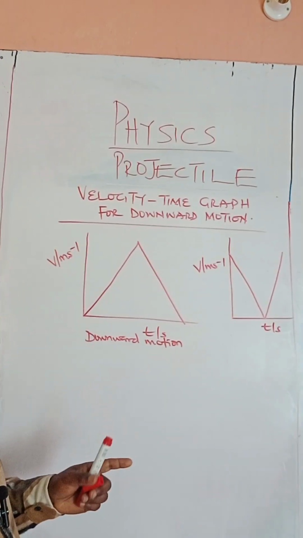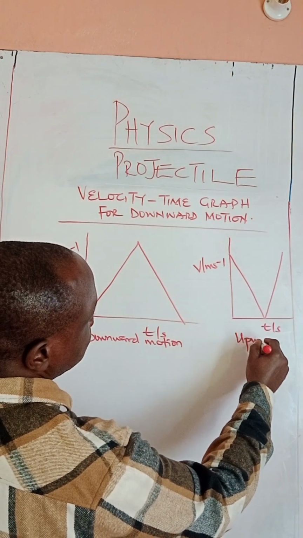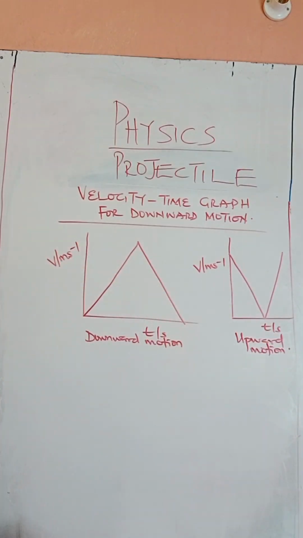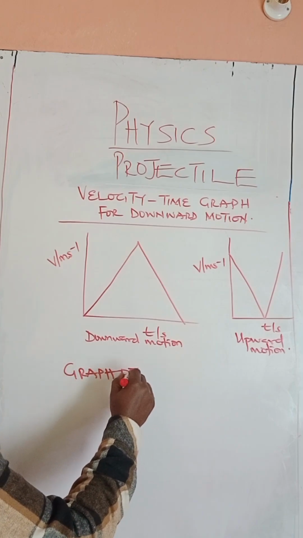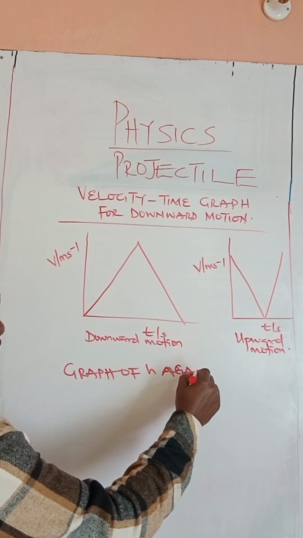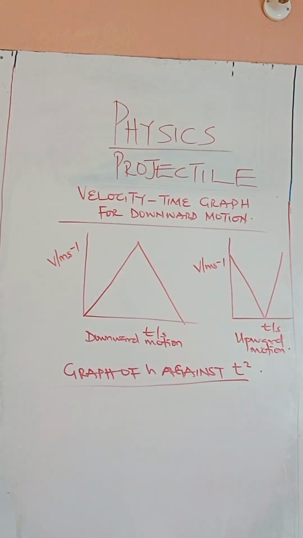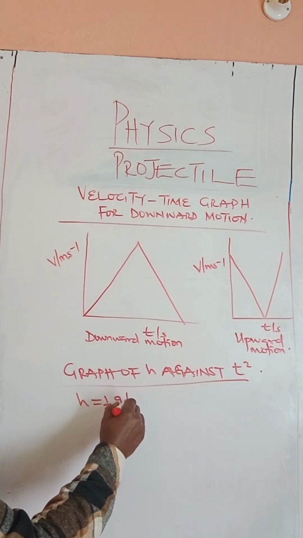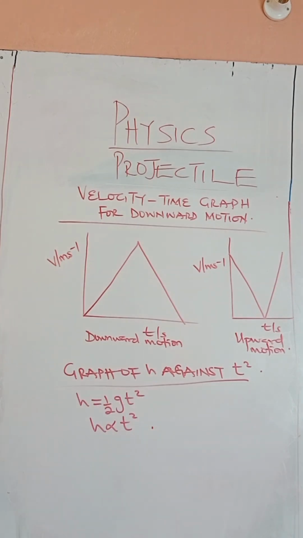In our first video, we have explained this. This is the velocity time graph for upward motion. That is graph 1. Another graph is the graph of height h against t squared for downward motion too. For downward motion, recall that we have established that h is equal to half gt squared. Clearly, h is directly proportional to t squared.